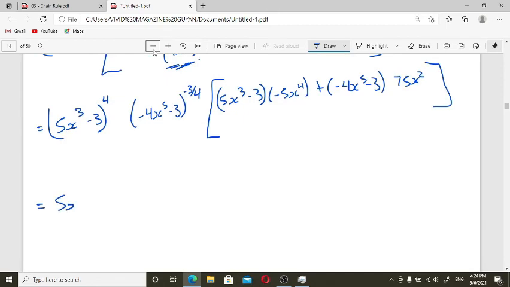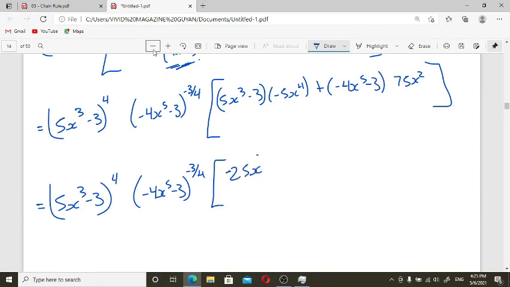So this is 5x cubed minus 3 to the 4th, minus 4x to the 5th minus 3 to the power of minus 3 over 4. So 5 times 5 minus 5 is minus 25. No, this is plus now. 15x to the 4th, which is now going to be 75 times minus 4 is minus 300. 5 plus 2 is 7, which is also minus 3 times 75 is 225x squared.